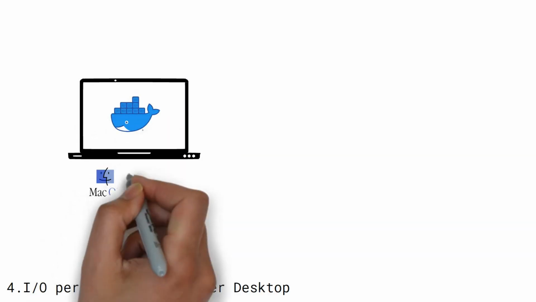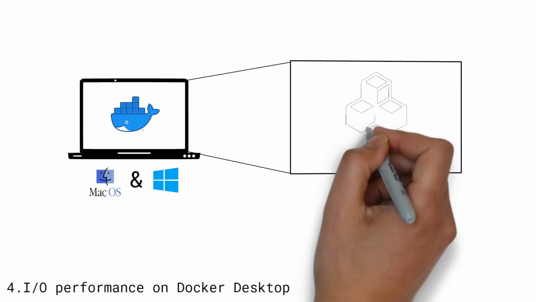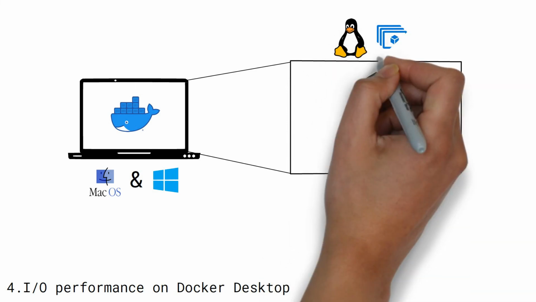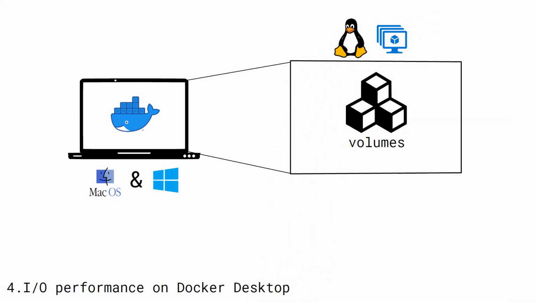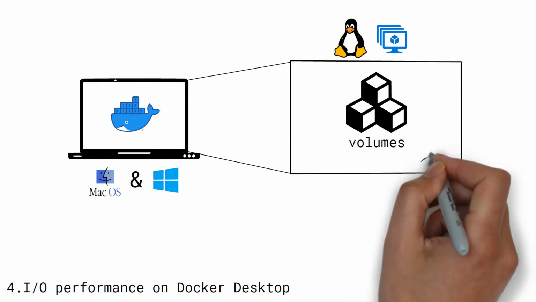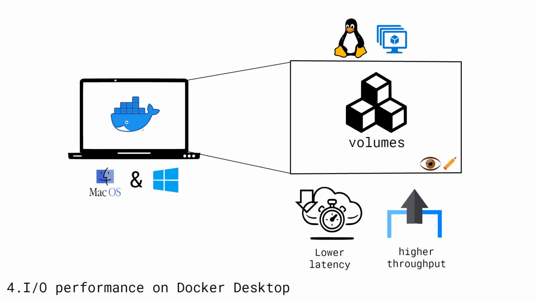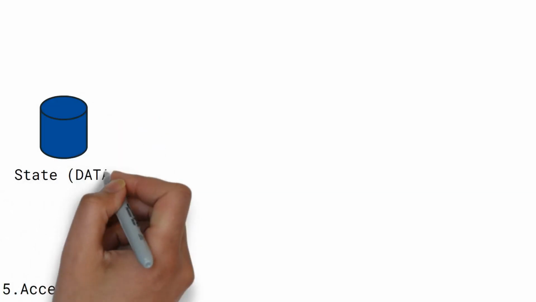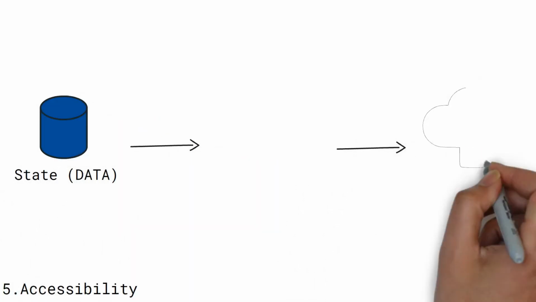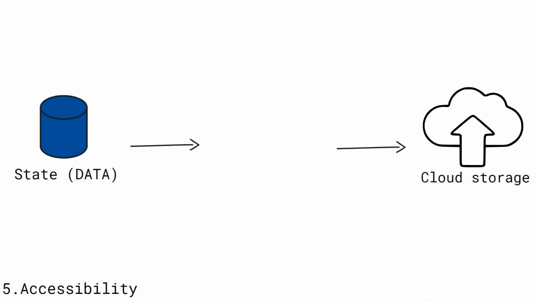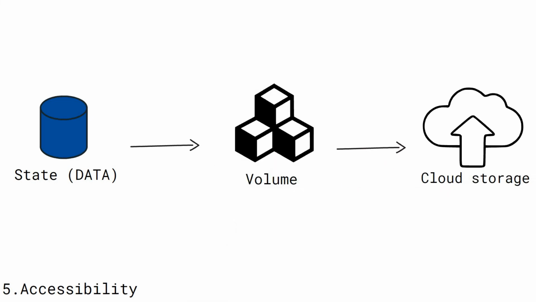I/O performance on Docker Desktop. On Docker Desktop, volumes are stored in the Linux virtual machine rather than on the host, which means that the reads and writes have a much lower latency and higher throughput. Accessibility. If you want to store your data on remote servers or cloud providers rather than locally, then volumes are your only choice.